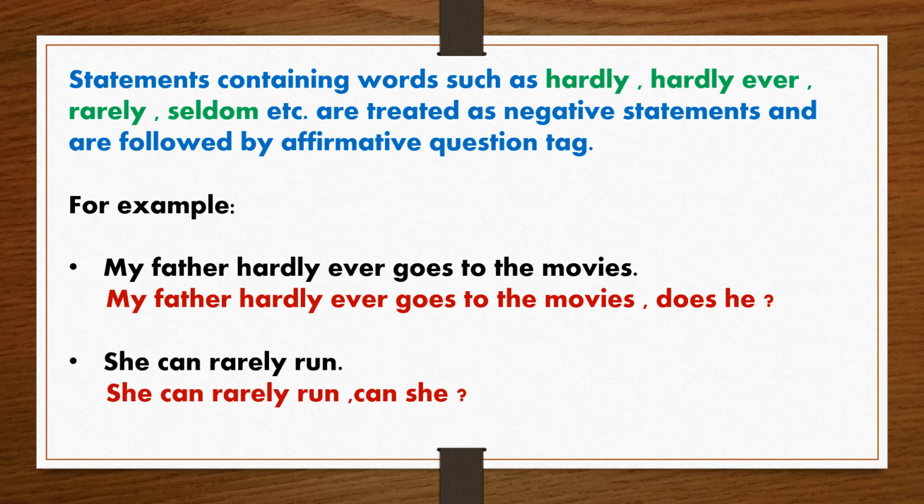Statements containing words such as hardly, hardly ever, rarely, seldom, etc. are treated as negative statements and are followed by an affirmative question tag. For example, my father hardly ever goes to the movies. My father hardly ever goes to the movies, does he? She can rarely run. She can rarely run, can she?